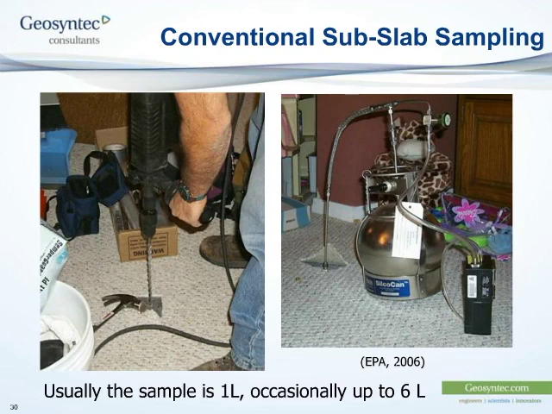So we typically collect sub-slab samples by drilling a hole through the floor, connecting up a cement canister, and after purging, collect a sample for analysis. That's usually a pretty small volume sample, 1 liter, maybe 6 liters. I'll try to argue later that we can get more information from drawing a larger volume.